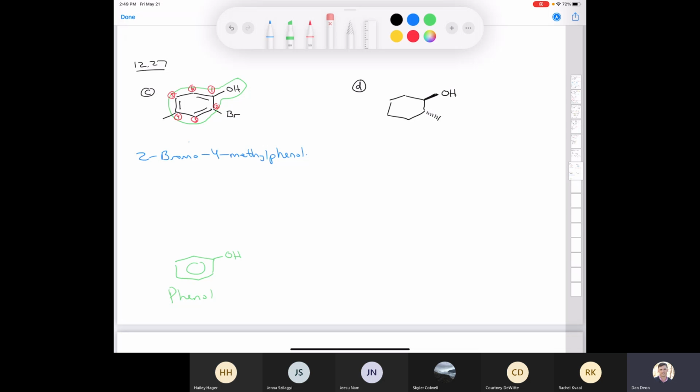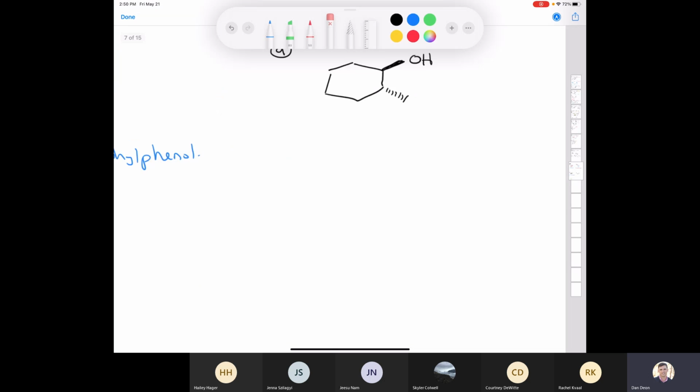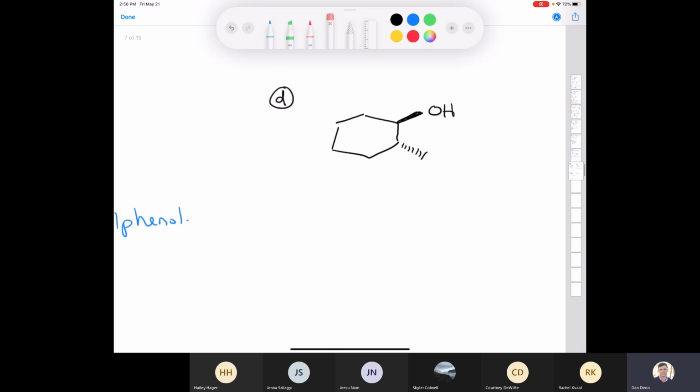All right, last one's the trickiest of all because we've got 2 chiral centers to be concerned with here. Now, this is some kind of cyclohexanol, right? The longest carbon chain that contains the hydroxyl is 6 carbons, so this is a cyclohexanol. And that means that this is carbon number 1 and this is going to be carbon number 2. So we've got a 2-methylcyclohexanol.